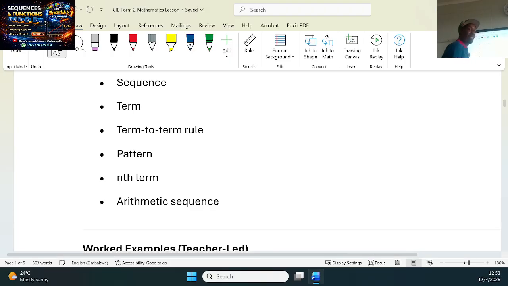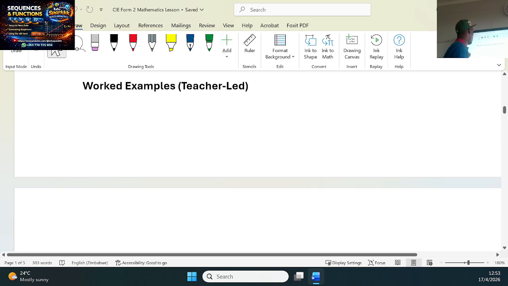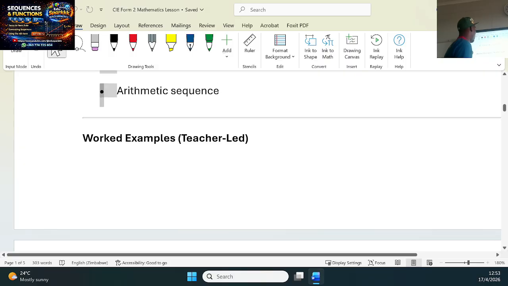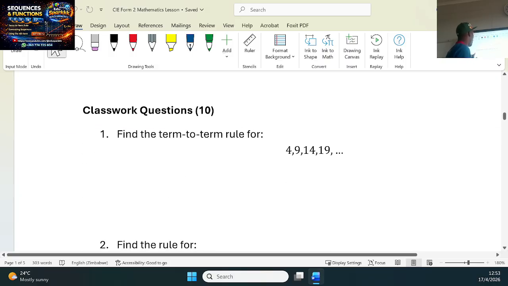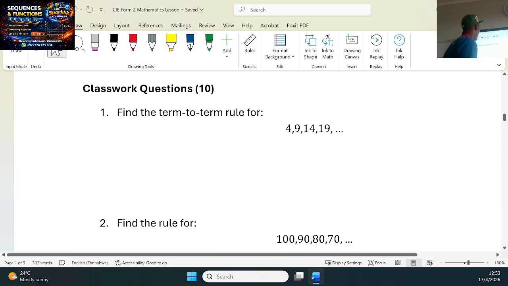We might also be interested in application of the nth term formula to find terms in a sequence and also check patterns using substitution. So terms that we might be using in this discussion are sequence, term, term-to-term rule, pattern, nth term, arithmetic sequence. So let's have a look at the following 10 problems and check if we can draw solutions.